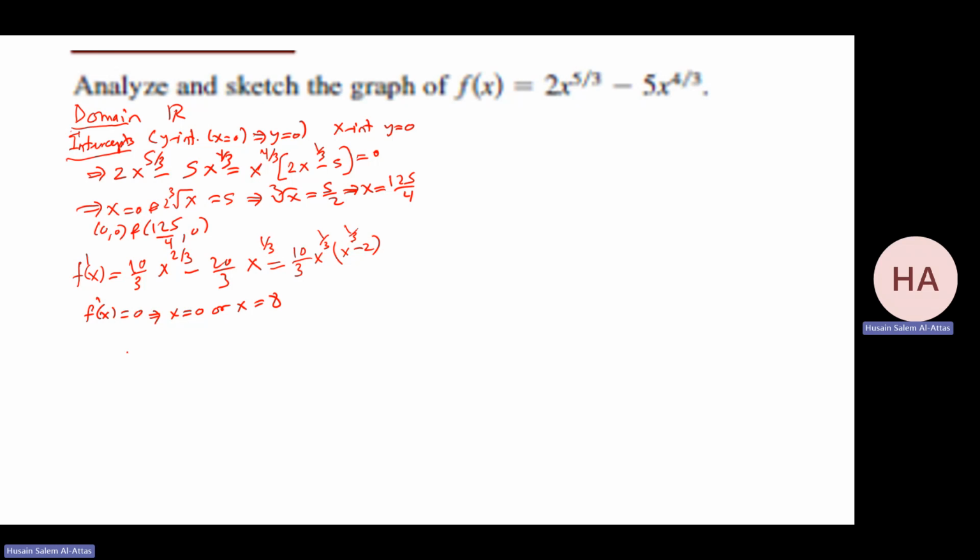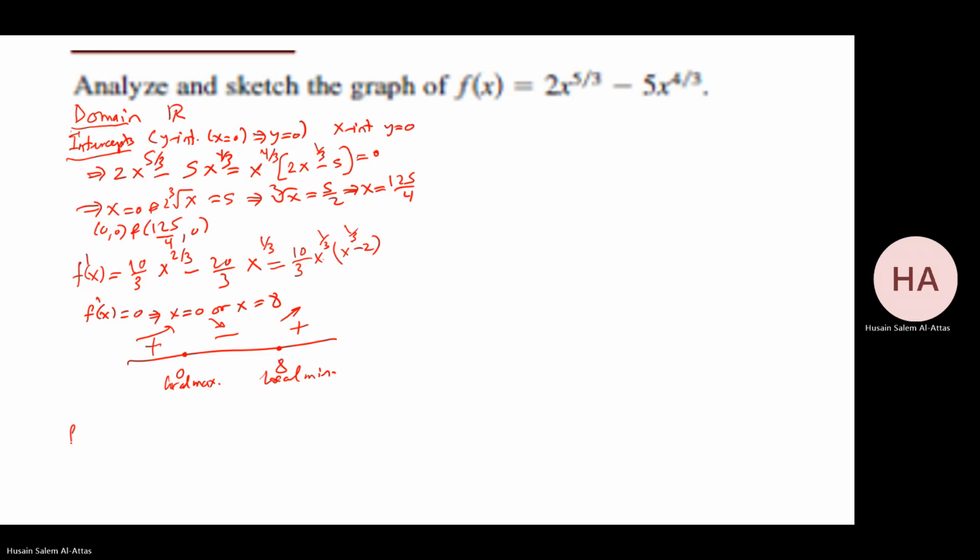So it will do something like this. I have the 0. I have the 8. So before 0, take a negative. That will be negative times negative, that is positive. Take 1. That's positive times negative, that will be negative. After 8, positive. So it's increasing, decreasing, increasing. So I have local max here and local min here.